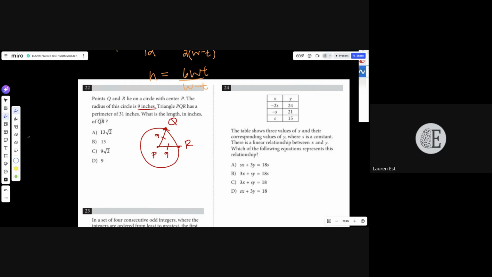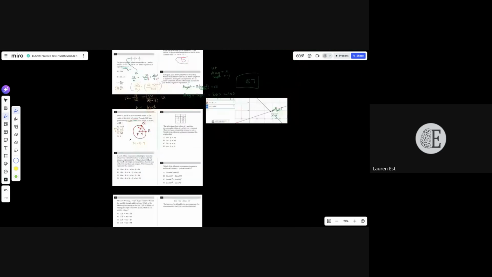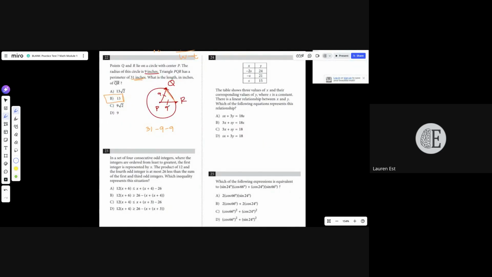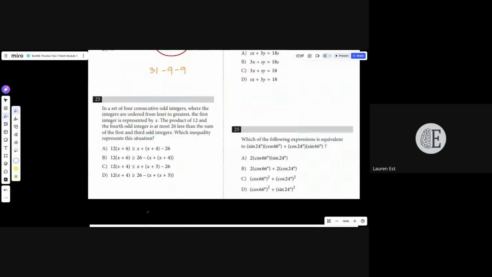Triangle PQR has a perimeter of 31 inches. What is the length in inches of QR? Oh, this is easy. So you would do the perimeter of PQR, PQR is 31, and you would do minus 9 minus 9. So 31 minus 18, 13, probably. Scares me that I have radicals on the other ones, but these two are the same. Yeah, it should be right.